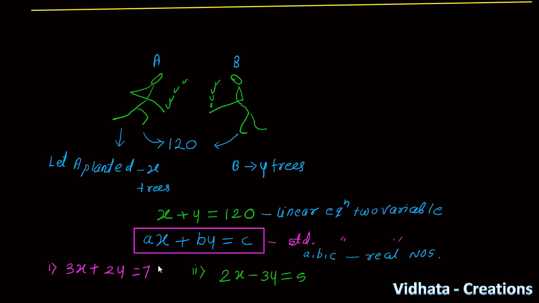What is the difference between the linear equation in one variable and the linear equation in two variables? I told you that a linear equation in one variable we can represent on a number line. Let us study in the next article how we can represent the solution of this type of linear equations in two variables and how to solve these equations.